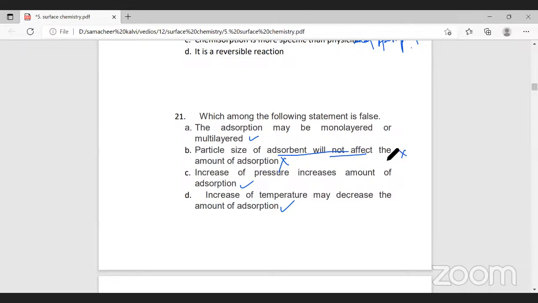It's a wrong statement. If the particle size is more, adsorption will be less. So particle size influences the amount of adsorption. It is a wrong statement. Hence, the answer for this question is option B.